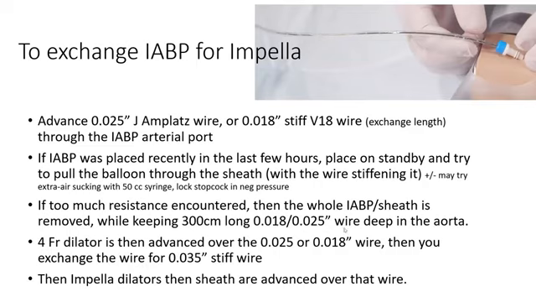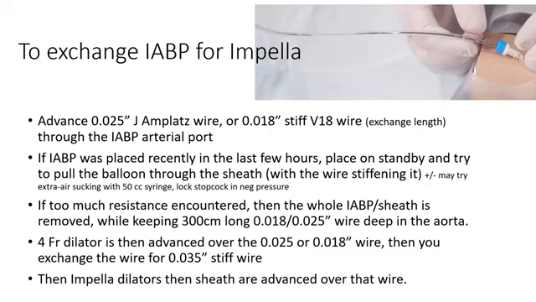Then over that 025 or 018-inch wire, I advance a 4 French dilator, which will allow me to put the stiffer wire, 035-inch stiff wire. Because remember, I cannot put 035 wire through the balloon pump. I have to advance 025-inch wire, which is good, but may not be good enough for me to advance a new big sheath. So I take it out.